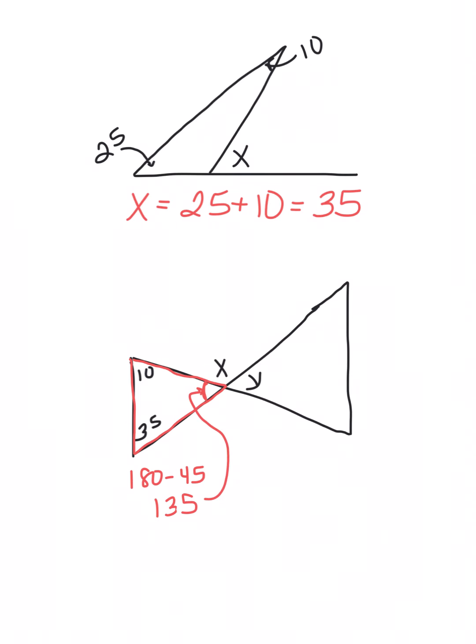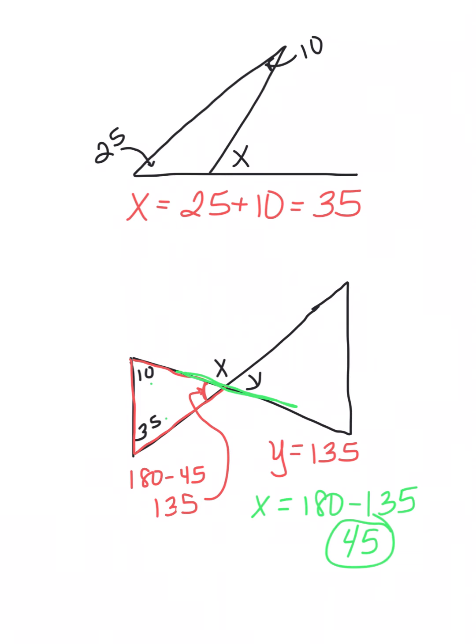So if that's 135, then angle Y has to also be 135 because they are vertical angles. Now, X and Y are on a straight line. So to find X, I would just do 180 minus 135. My picture is terribly drawn to scale. And that should give me 45. You could do it that way, or if you notice that X is an exterior angle, you could just add the 10 plus the 35. Either way, X is 45 and Y is 135.